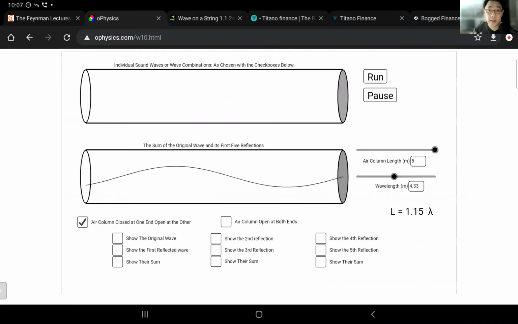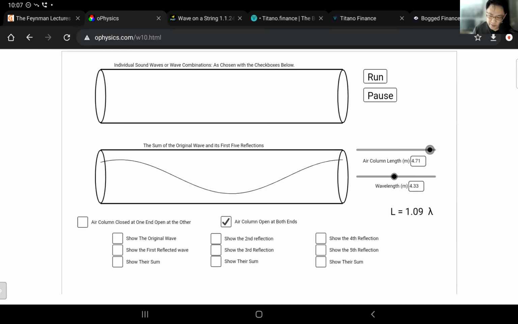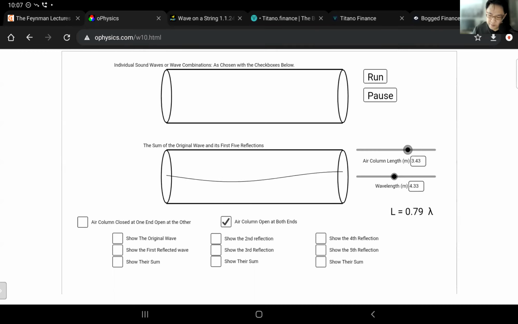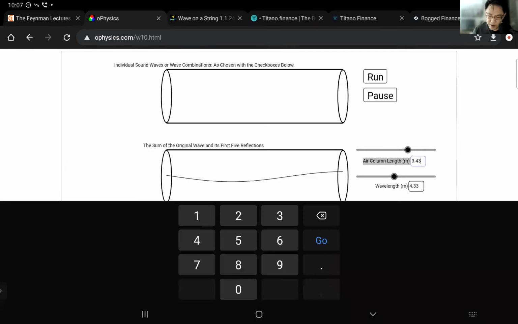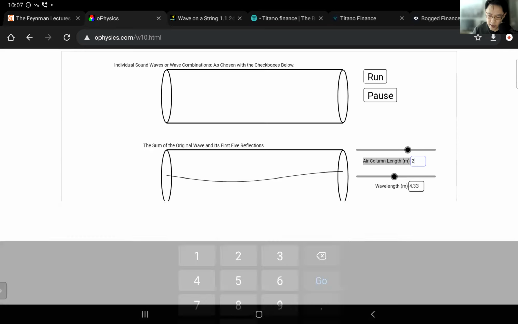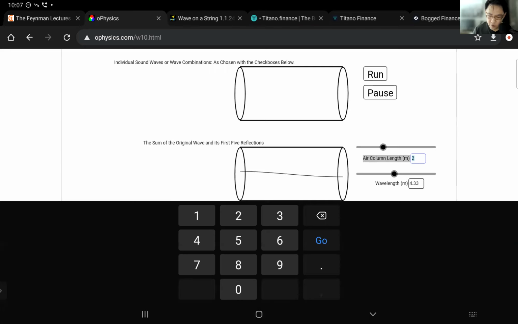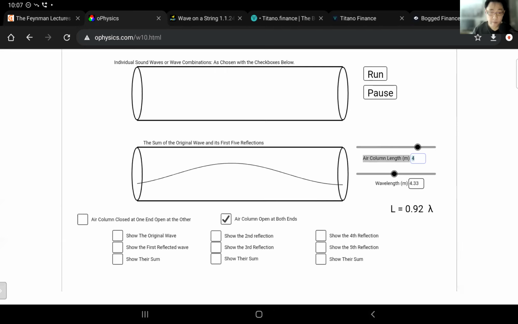Now look at this. Let's say I pick, in this case, just start with the open at both ends tube. So I'm going to pick this one. Now both ends are open. And now let me pick some easy number. Let me try a 2 meter. Would that allow? Okay, that's kind of short. Let's go 4. There you go.